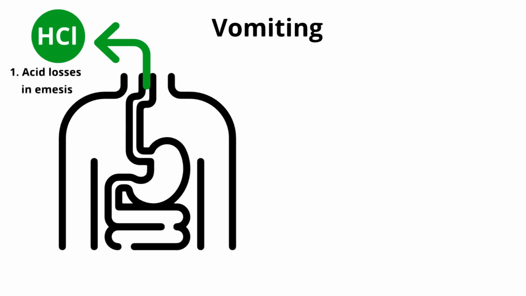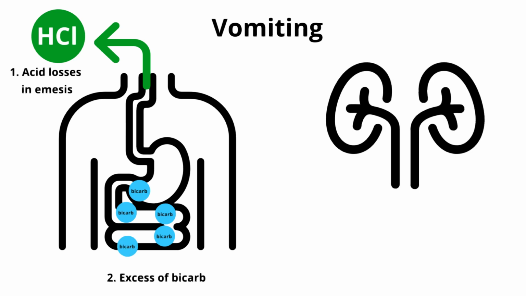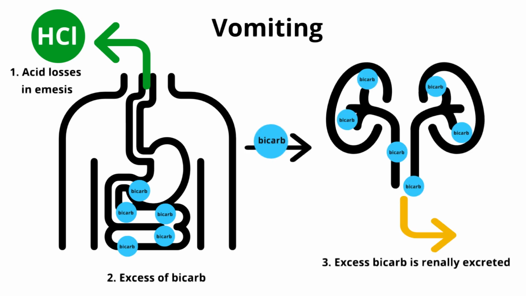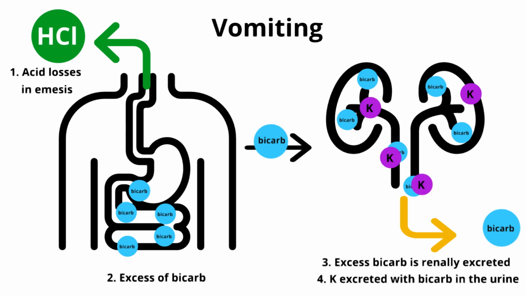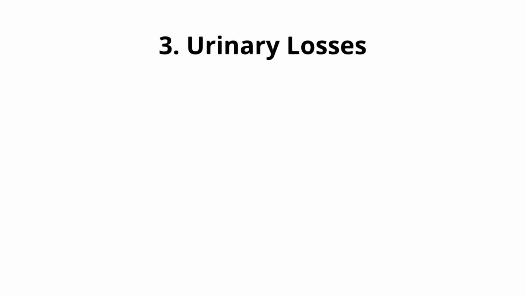Vomiting does cause hypokalemia, but maybe not for the reason you would expect. Acid losses in emesis in the form of hydrochloric acid result in an excess of bicarbonate. Our kidneys are great at compensating for this by excreting the excess bicarb. But what goes out with all that excess bicarb? Potassium follows bicarb into the urine, causing hypokalemia. And speaking of urinary causes, that's our third bucket.